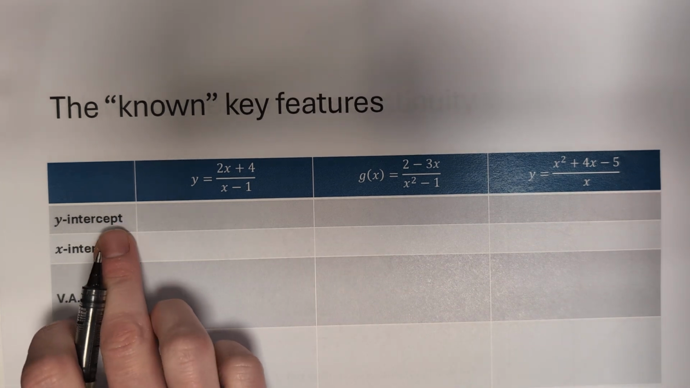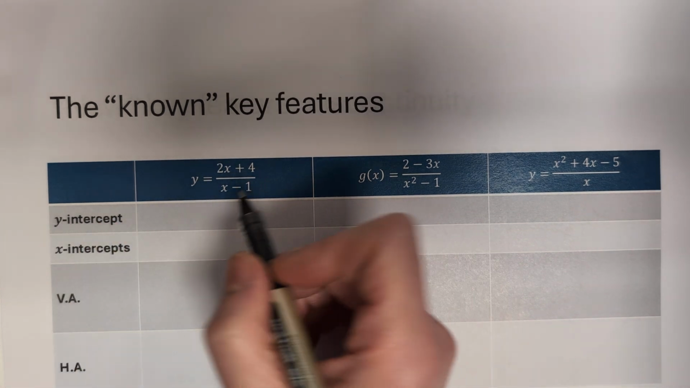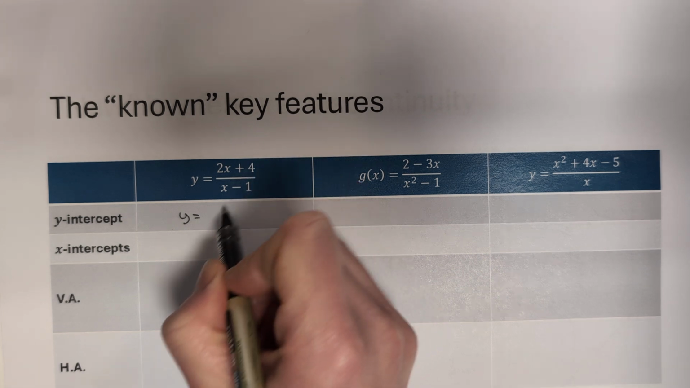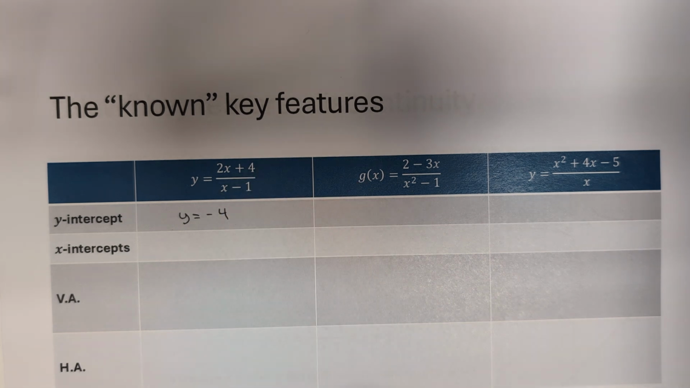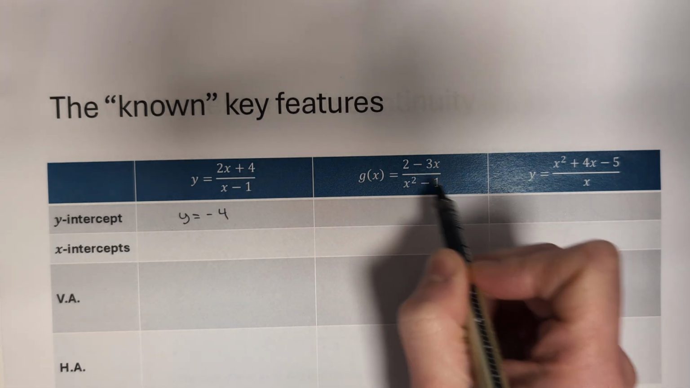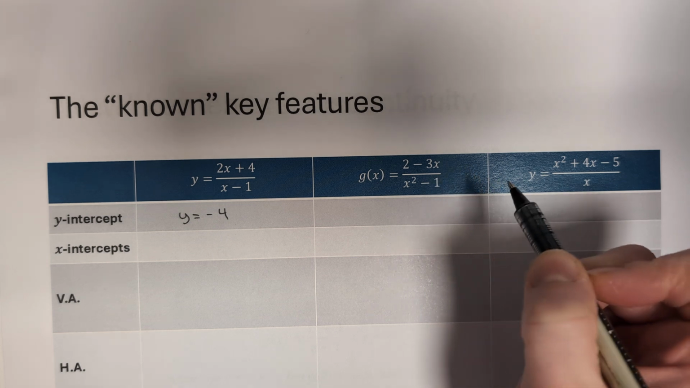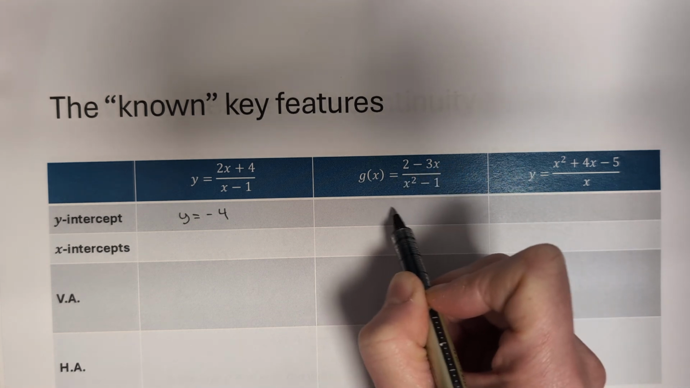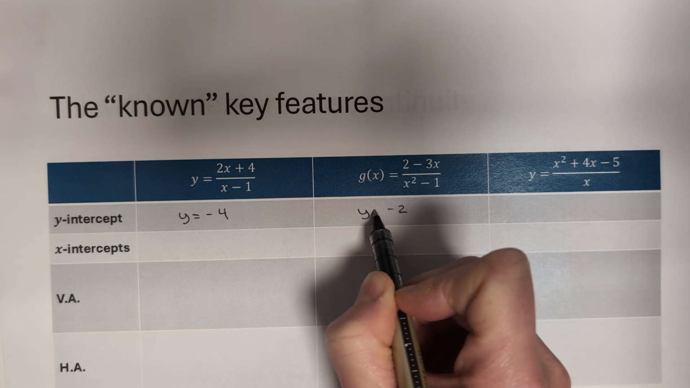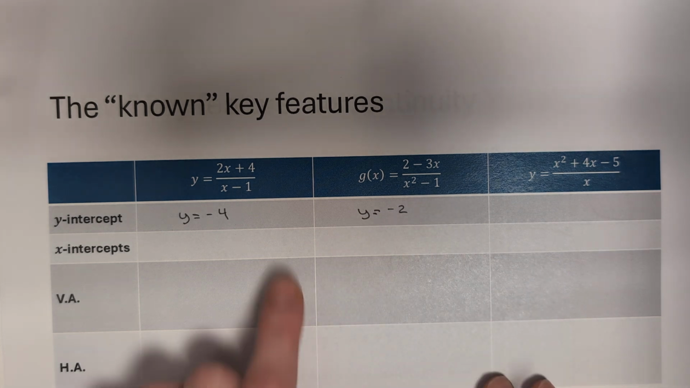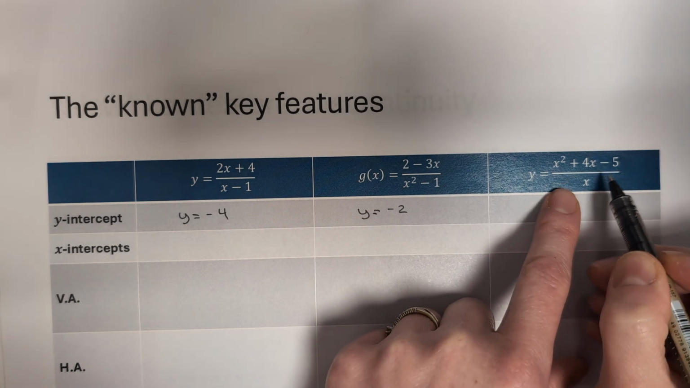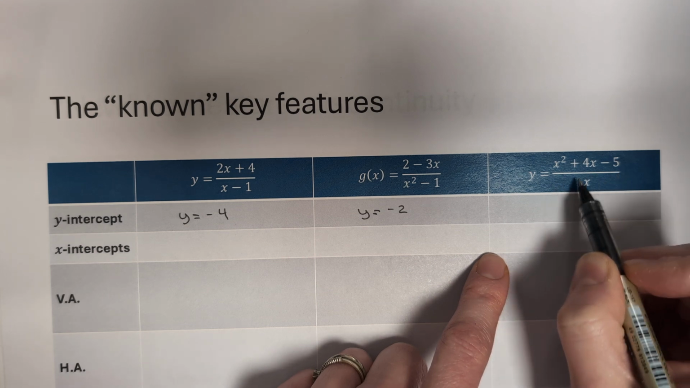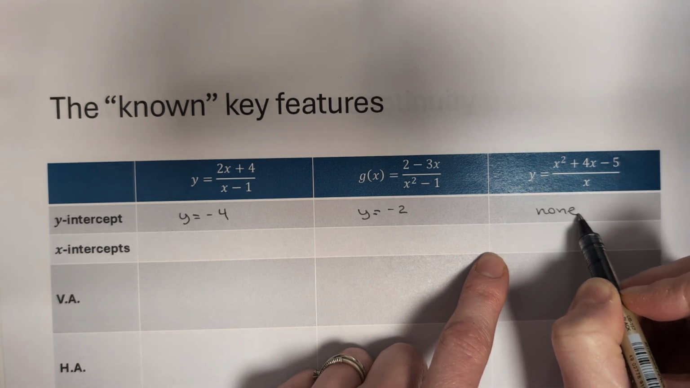For the y-intercept, we're going to put in where x is 0. When x is 0, in this case, we have 4 over negative 1, or negative 4. The same thing here, if we put in 0 for the y-intercept in all of these, we get 2 over negative 1, so negative 2. And in this particular case here, if we put in 0, we don't get any, because dividing by 0, there is no y-intercept.